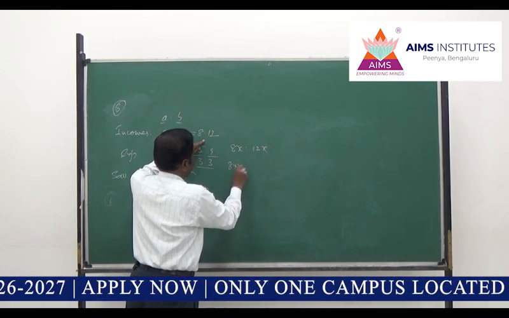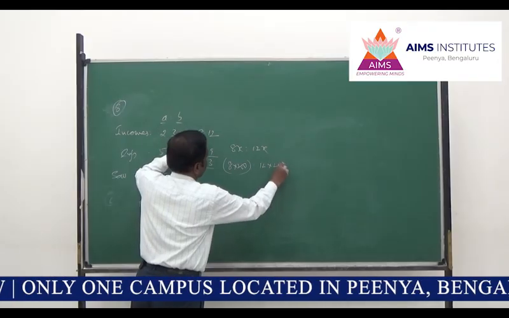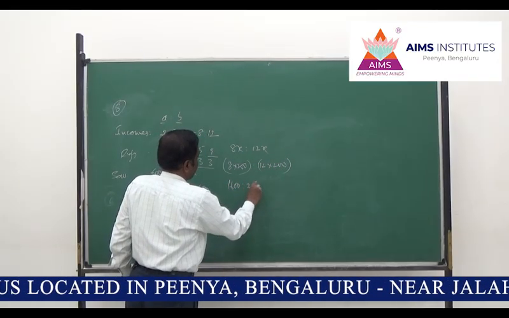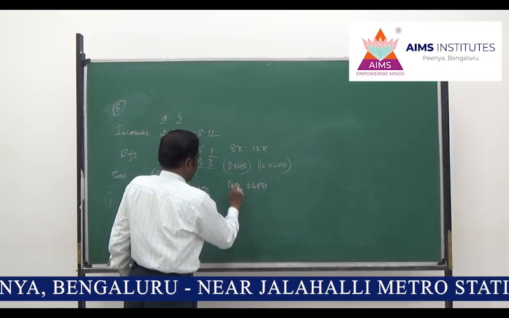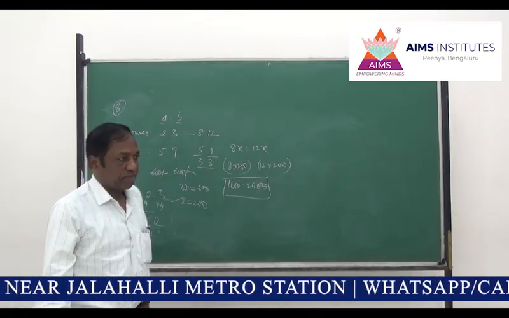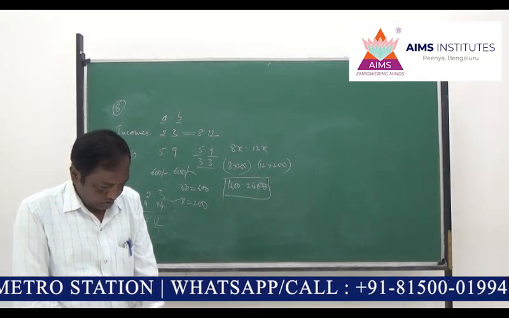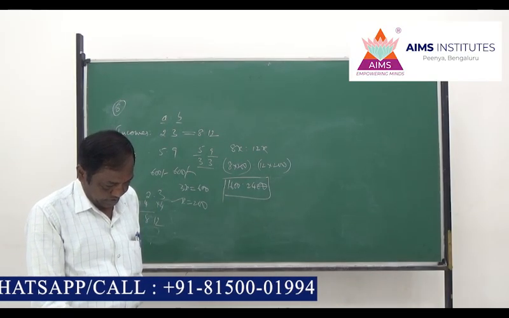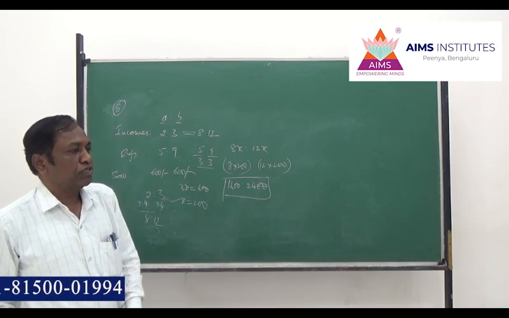It means 8 into 200, 12 into 200. So 1600 and 2400. Okay, that is what is needed. So 1600 and 2400. Option C. Take it. Option C can be taken.